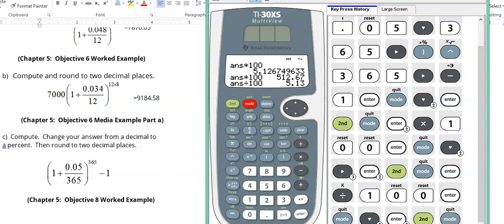Let's go back. And I've written our final result. And again, that was Chapter 5, Objective 8 Worked Example. You're shown how to set this up in the formula, and you're given the final answer, but now you know how to compute it on the calculator.